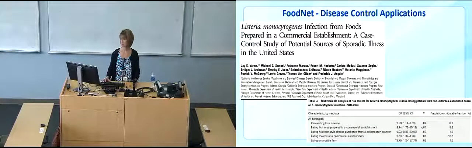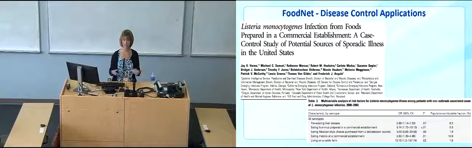The other example I'm going to use with FoodNet is a disease control application. So back in the early 2000s, there was a case control study of Listeria cases. So these were cases reported to public health, sporadic cases.